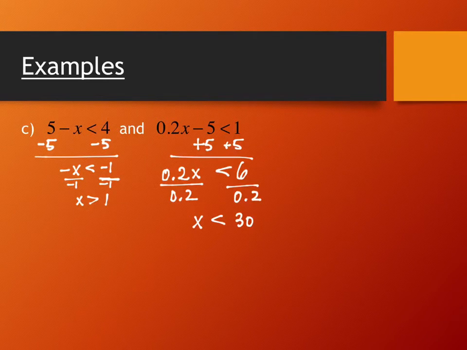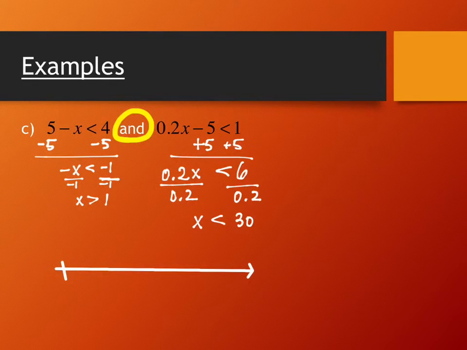So on this one, I didn't have any signs changing because I didn't do anything with division or multiplication with negatives. And the reality is I have this word "and" between it, and that's actually a really important word. What the word "and" means is that I have to satisfy both of these conditions at the same time. It needs to be both greater than 1 and less than 30. So if you take a look at the graph, you've got to satisfy both of those at the same time.